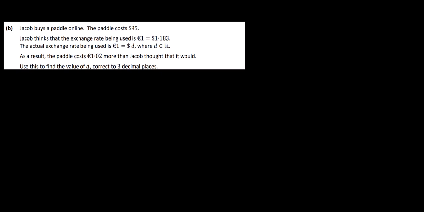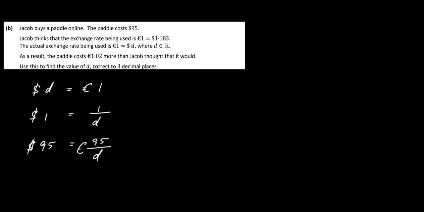Okay, so if we take the actual exchange rate here being used, which is D dollars, so D dollars is equal to €1. So $1 would be 1 over D euros. And then the paddle costs $95. So $95 then would be just 1 over D times 95, which is 95 over D euros. So this is the amount that Jacob actually paid in euros.